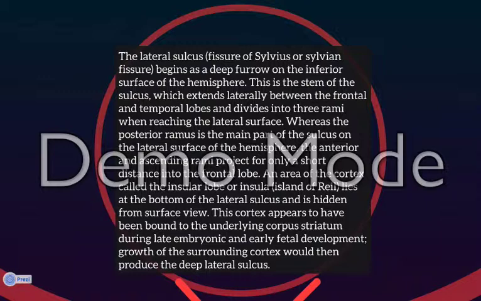An area of the cortex called the insular lobe or insula, island of Reil, lies at the bottom of the lateral sulcus and is hidden from surface view. This cortex appears to have been bound to the underlying corpus striatum during late embryonic and early fetal development. Growth of the surrounding cortex will then produce the deep lateral sulcus.